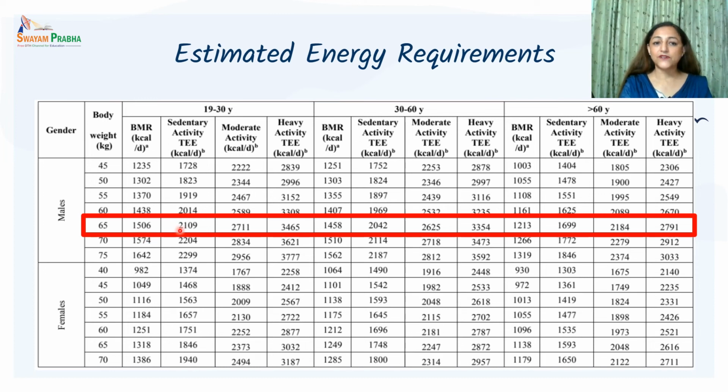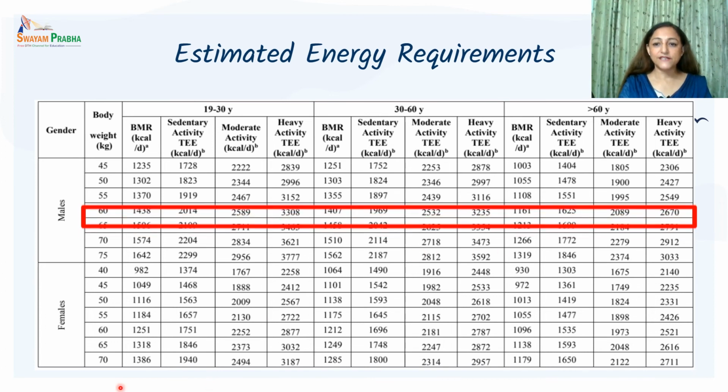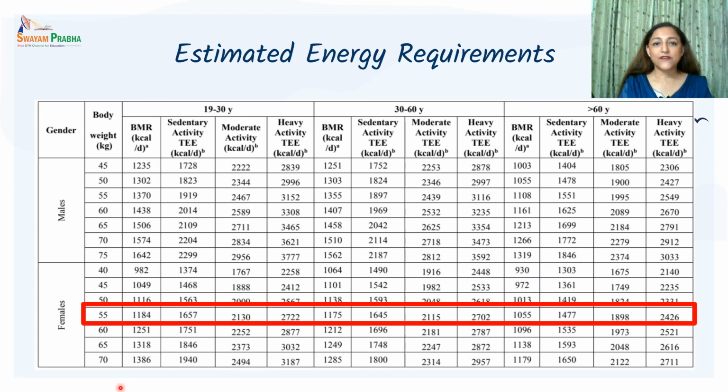So a sedentary worker needs 2109 calories, a moderate worker needs 2711 calories, and a heavy worker needs 3465. All these values will change once we go to the next age group, that is 30 to 60, where the BMR is lower than the previous age group. Now let us talk about the reference woman, who weighs 55 kgs.